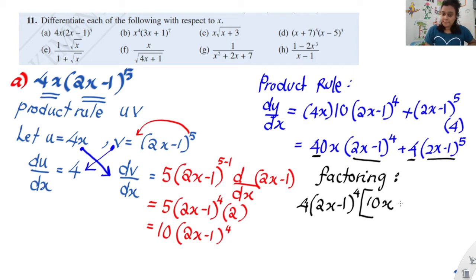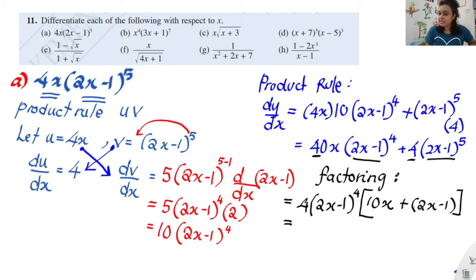Then plus, here the 4 no need to write anything because 4 times coming back you will get 4. How many here the power remaining? Because here 2x minus 1 power of 4, so here will be 2x minus 1 power of 1. But usually power of 1 we don't write. You don't have to write.